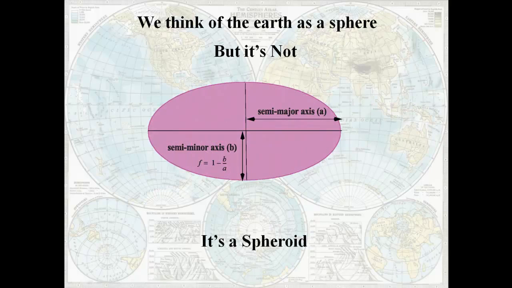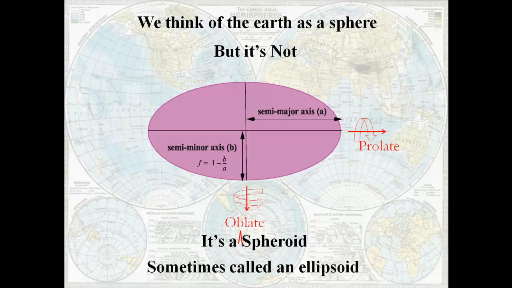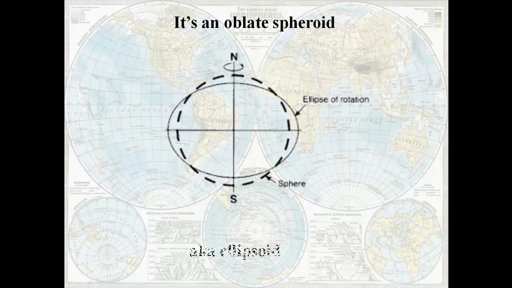So a spheroid is basically an ellipse that's been rotated about one of its axes. If you rotate it about the east-west axis, it's going to be called a prolate spheroid. If you rotate it about the north-south axis, it's going to be an oblate spheroid. The Earth rotates about a north-south axis, so we're going to call the Earth an oblate spheroid. Sometimes this oblate spheroid is called an ellipsoid. Okay, ellipsoid, oblate spheroid, same difference.